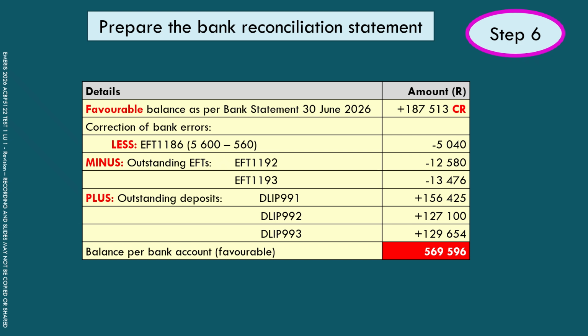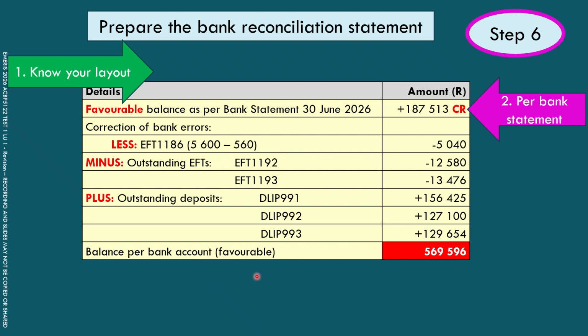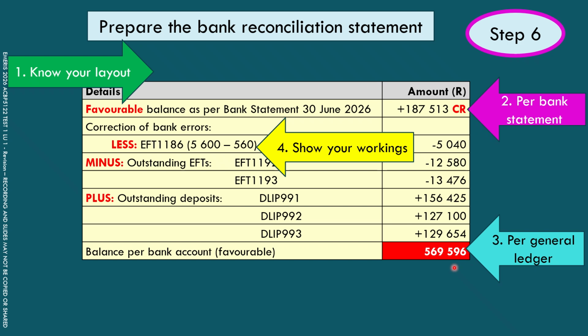So let's just recap again on step number 6. Remember to make sure that you know the layout of the bank reconciliation statement. So know where it starts, what gets included, and where to end the statement. The first number you're always going to put on your bank reconciliation statement is the balance per bank statement on the last day of the month. And the last number that you're always going to have is your balance per your general ledger bank account.